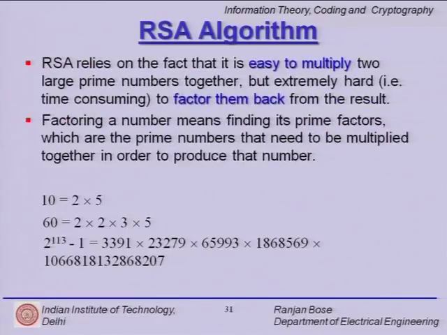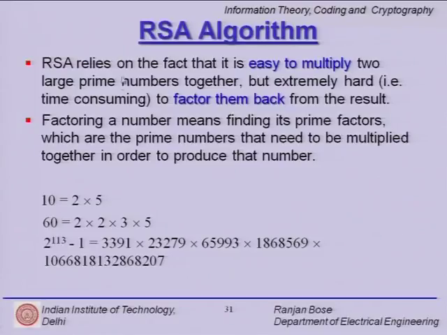So, what does RSA rely on? The basic idea is that it is easy to multiply two large prime numbers, but extremely hard to factor them back. The one line motivation regarding RSA: easy to multiply, difficult to factor. Factoring a number means finding its prime factors.